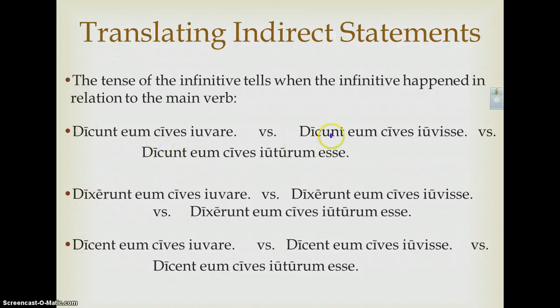So, write down each of these sentences, all 9 of them, and try to give me a translation. We'll go over this tomorrow in class. For each of these sentences, make sure that you are translating the infinitive in indirect statement relative to the main verb. They say that he helps the citizens. Now, try it for the rest of the other sentences.